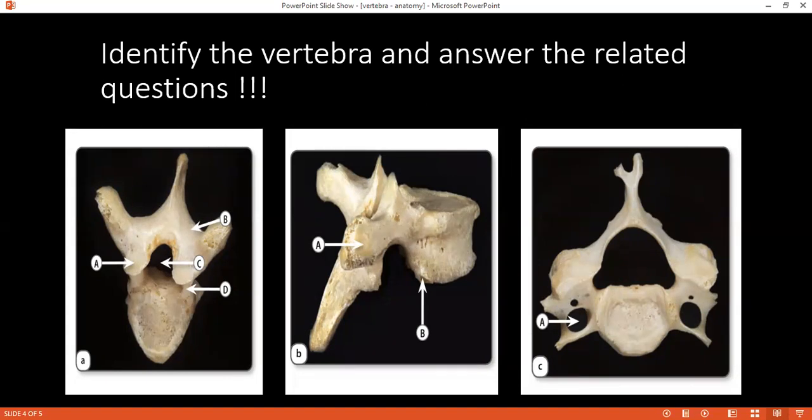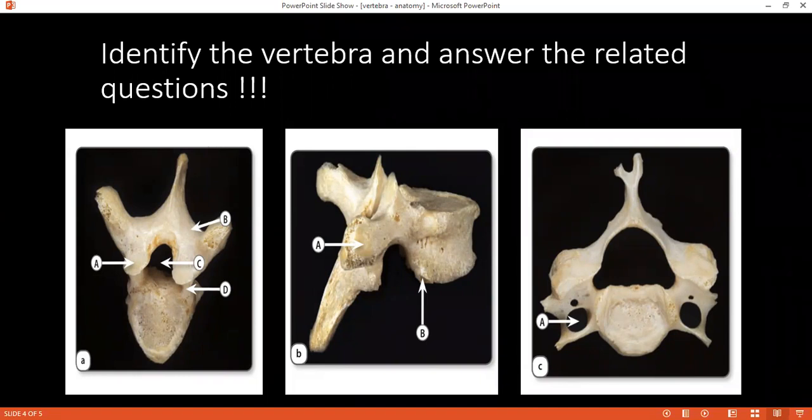Yes, ma'am. Typical cervical vertebra has a slightly kidney-shaped body. It has a bifid spine. The vertebral foramen is triangular, and in the transverse process, there is the foramen transversarium.